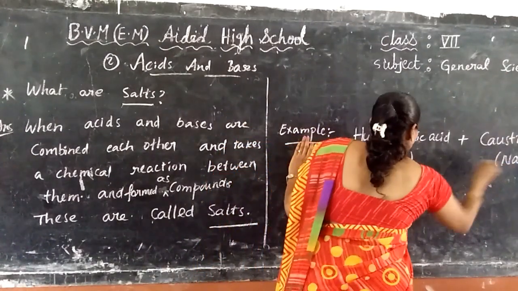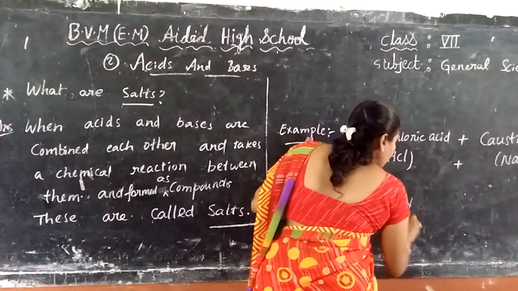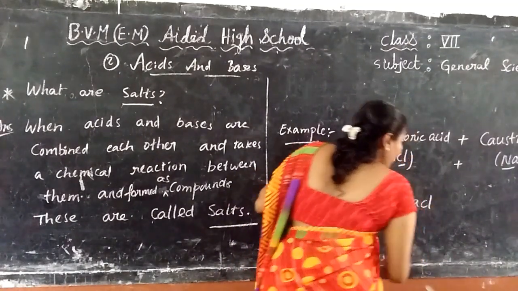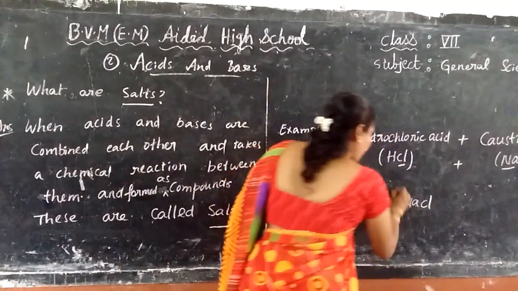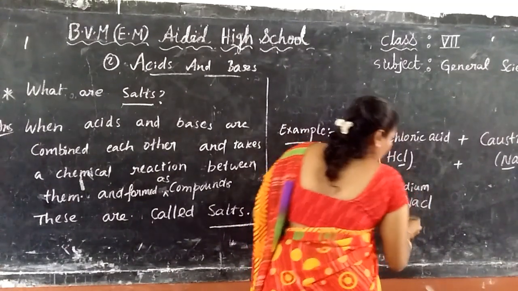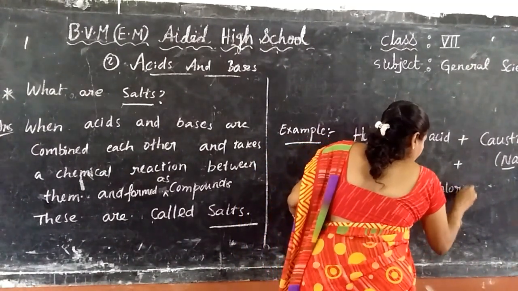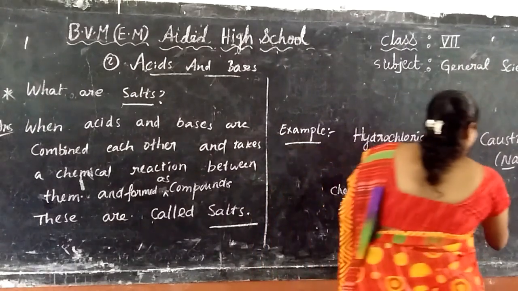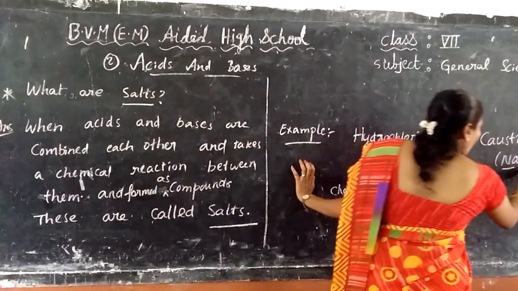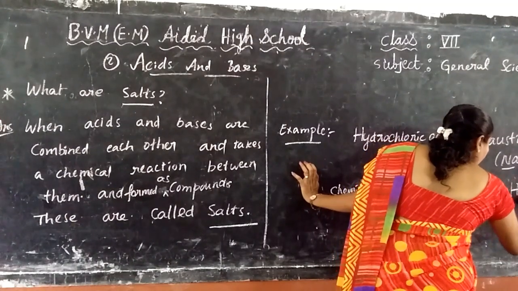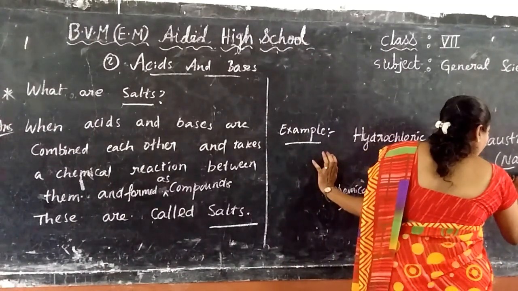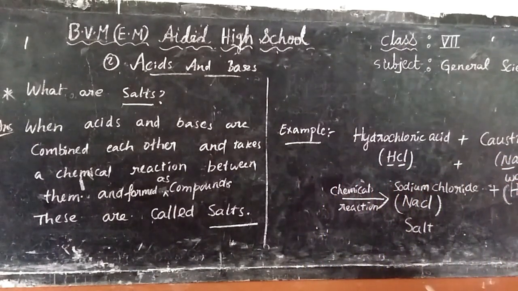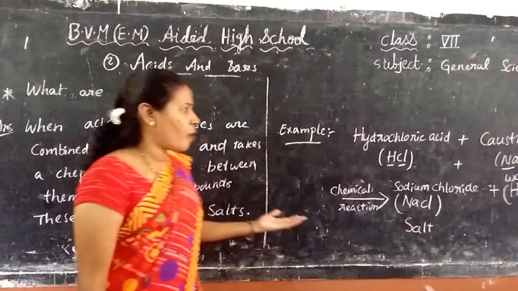So HCl and NaOH are combined with each other. This Na reacts with Cl, then forms sodium chloride. The chemical formula for sodium chloride is NaCl. This is called salt. And the remaining part, this H and OH, are combined with each other. They form water. The chemical formula of water is H2O. Already we have discussed this. So like this, salt will be formed.